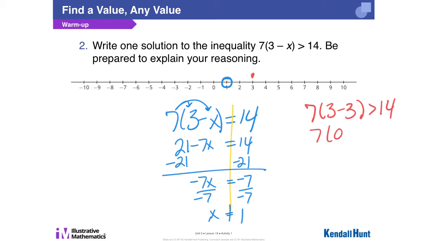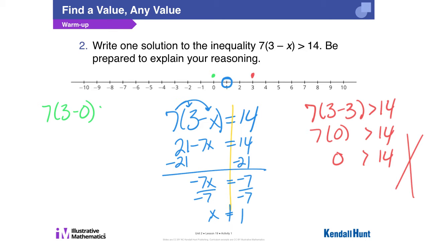I get 7 times 0. Anything times 0 is 0. And so I end up with 0 is greater than 14. That is not a true statement. That does not work. So I'm going to try a number on the other side of my circle. I'm going to try 0. When you're doing this, pick things that are easy. You can really pick any number, but the easier the better here.